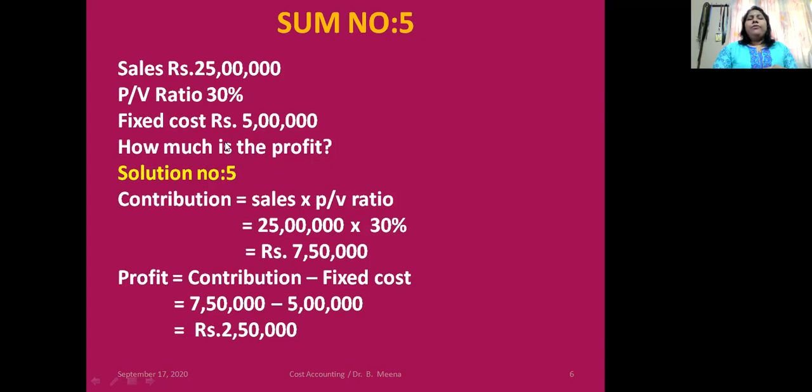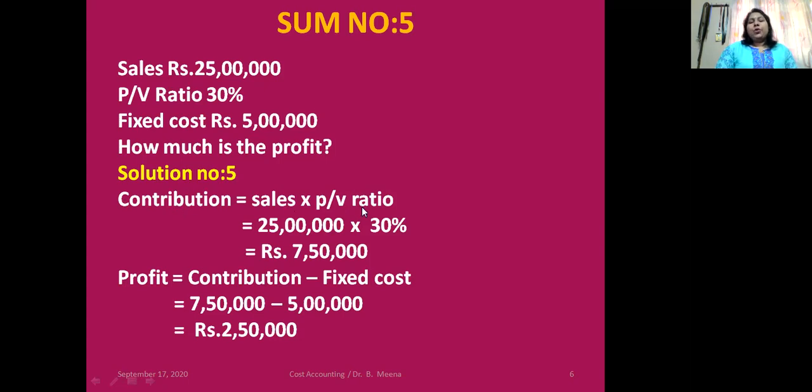The available information is fixed costs. So if I compare this fixed cost with my contribution, then automatically I will get profit. So my calculation must be, the first thing to calculate is the contribution. For calculating contribution, only these two pieces of information are available. Sales and PV ratio are given, which means we can make use of these two to calculate the contribution.